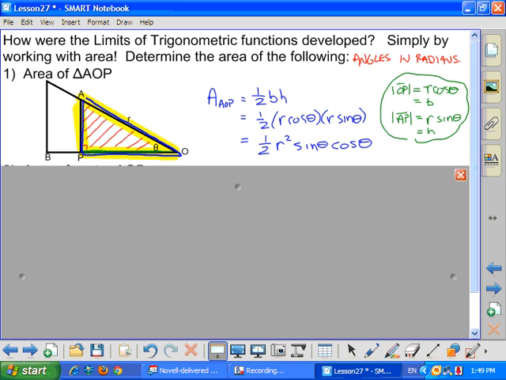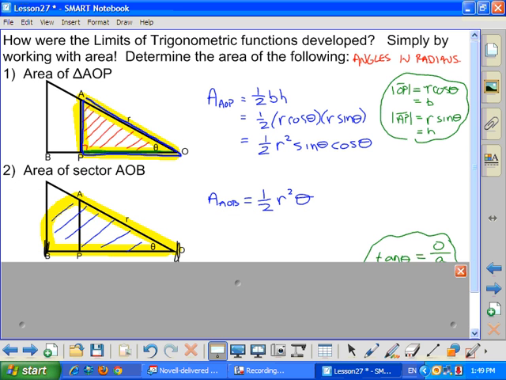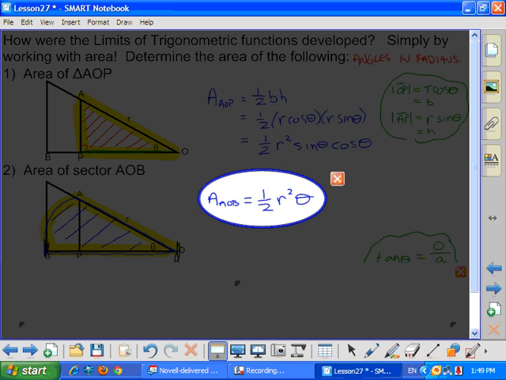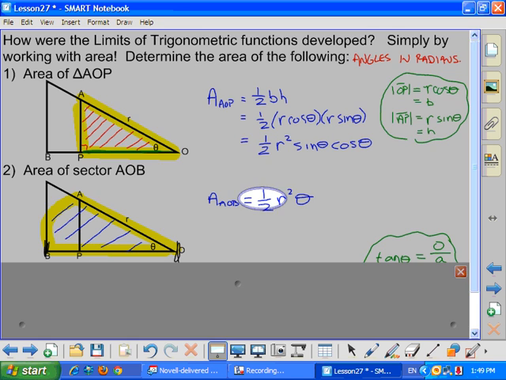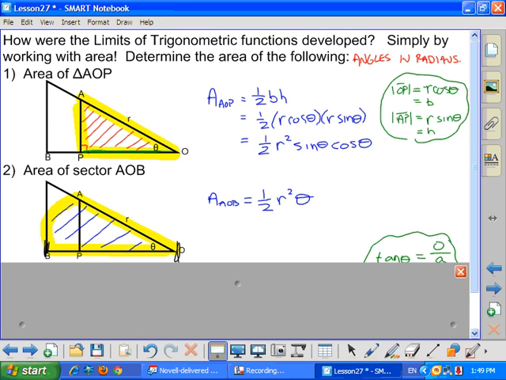All right, moving down. I don't think you've had to find the area of a sector before, but a sector is just a piece of pie. I'm just going to give you the formula: the area of a sector is 1/2 R squared theta. And again, remember that theta is measured in radians.